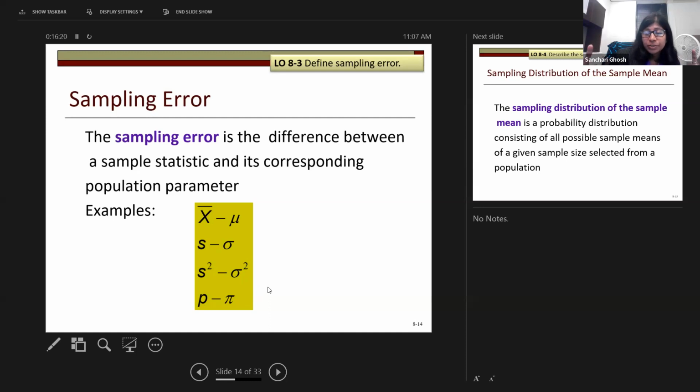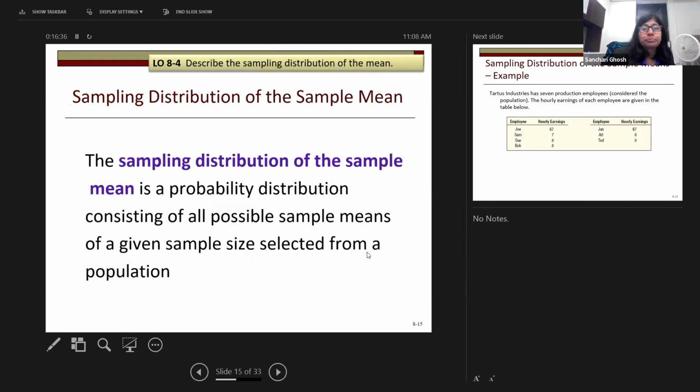Our whole objective in statistics is, when we get an estimate, we want to minimize these sampling errors. It would be a mess to see how many methods statistics and econometrics have devised over the decades to minimize the sampling error and arrive at unbiased estimates. Now, the sampling distribution of the sample mean, and this is where we will gradually invoke the central limit theorem. The sampling distribution of the sample mean is the probability distribution consisting of all possible samples of a given sample size selected from a population.